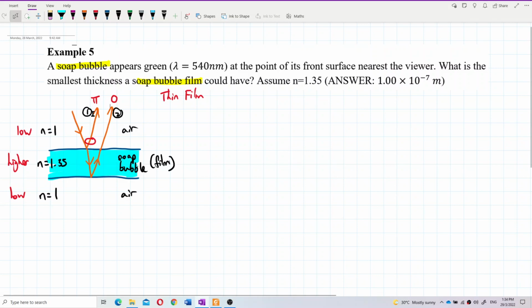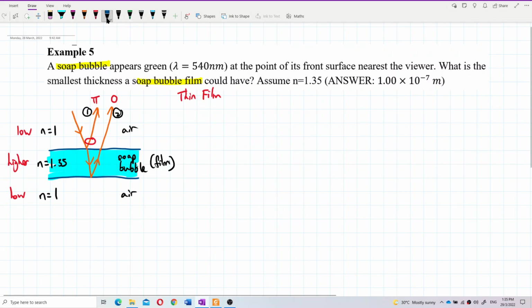Okay, but for the first ray, it goes from lower to higher refractive index, so reflection gets a phase change. Understand? So you can see ray 1 got a phase change of pi radian, and the second ray has no phase change, 0 radian. So what is the phase difference between these two rays?